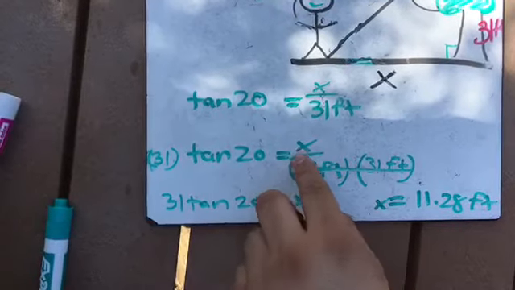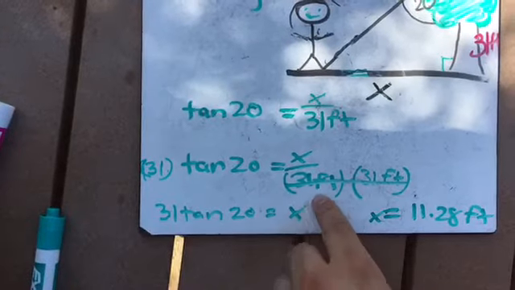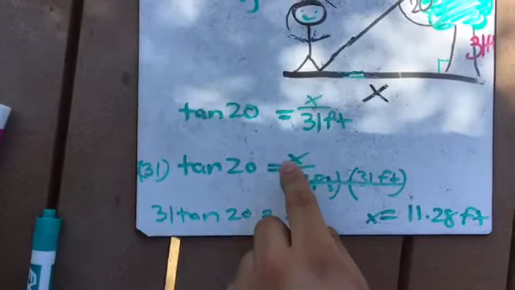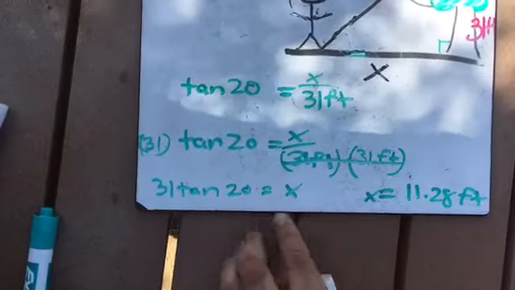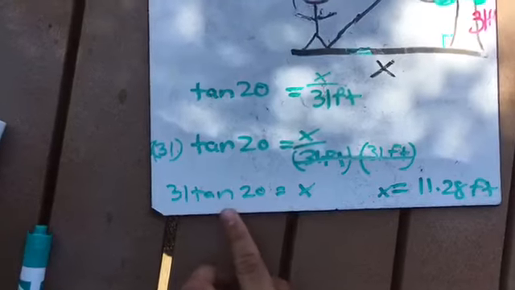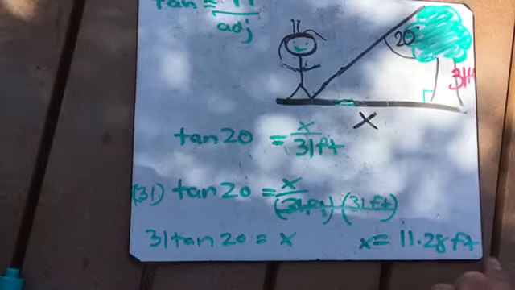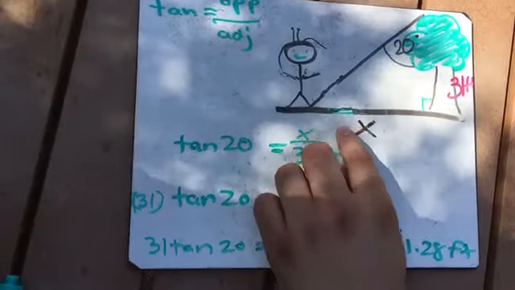Then you have to isolate the x by multiplying both sides by 31, and that gets the x all by itself. Then it'd be 31 tangent 20 equals x. If you type that in a calculator, x equals 11.28 feet. And that's how far you're away from the tree.